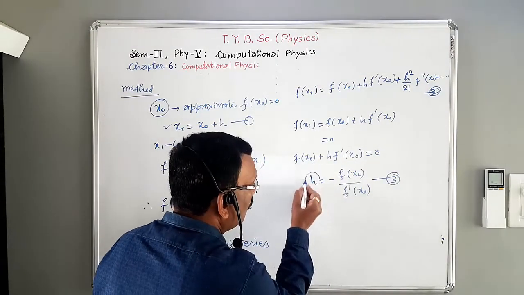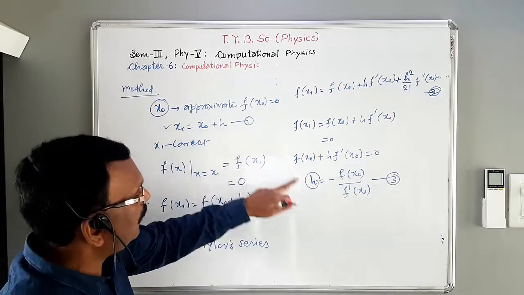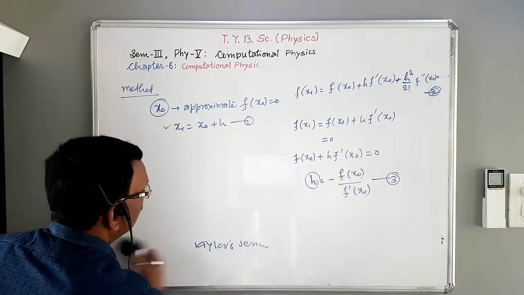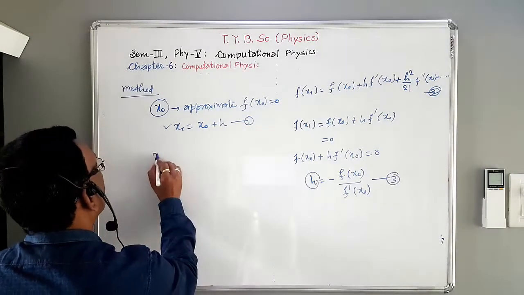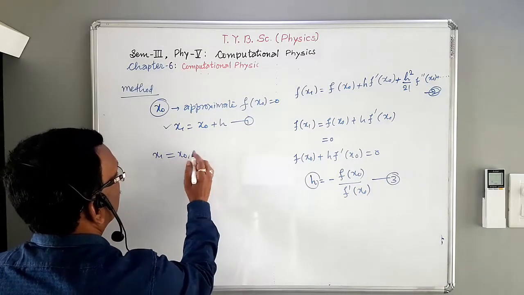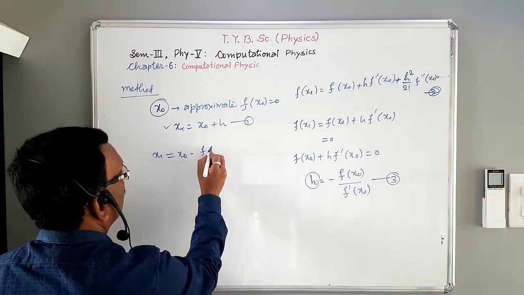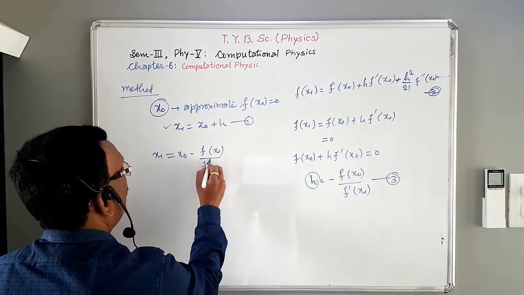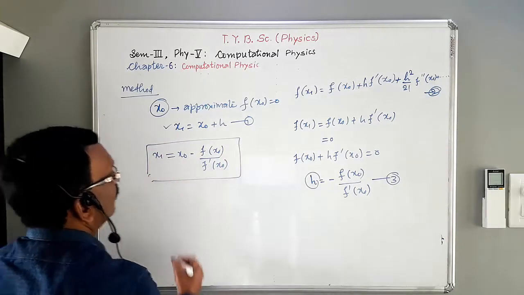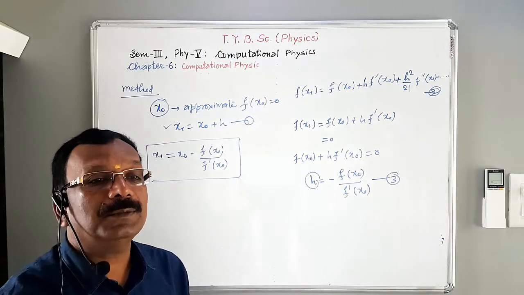We can substitute the value of h from equation 3 in equation 1. After substituting, we have a new equation, and that new equation is nothing but x1 is equal to x0 minus f of x0 upon f prime of x0. This is the Newton-Raphson formula.